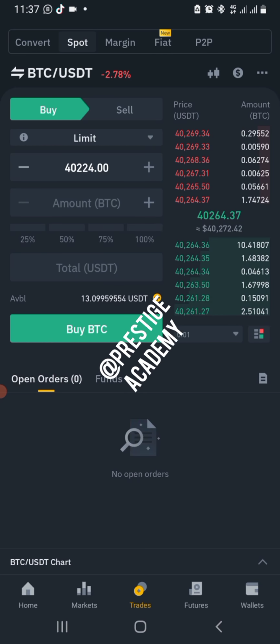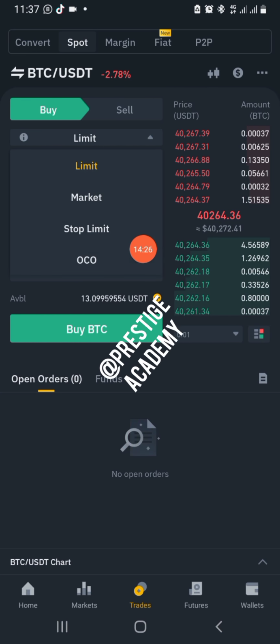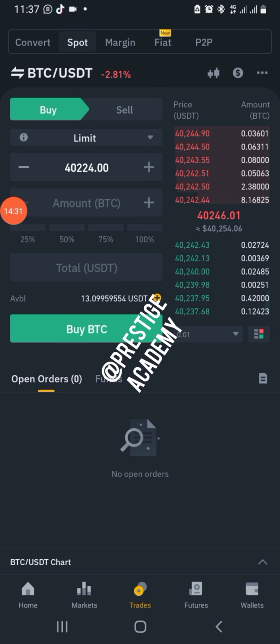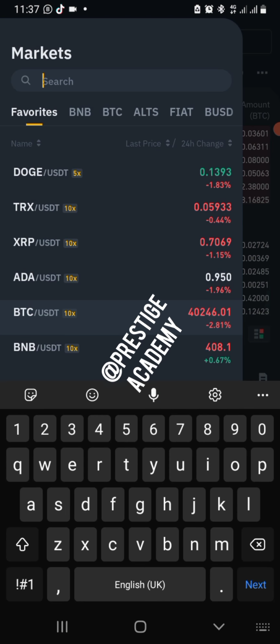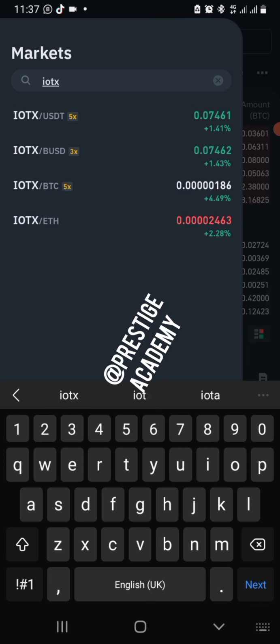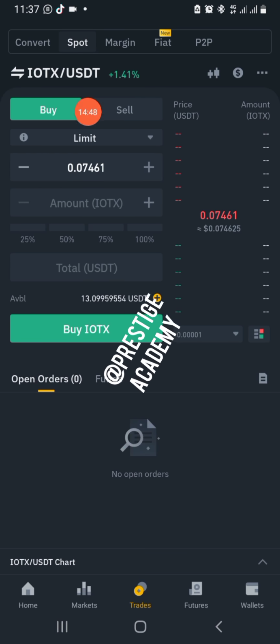Now like I said, we are making use of limit and market orders alone. That's one of the most popular ones everybody uses to trade. Now we want to buy BTC. I don't want to buy BTC because the coin is too volatile and it normally misbehaves. Let's say I want to buy IOTX. That's just my favorite. Don't blame me for using it. Now don't forget how this coin pair works. IOTX/USDT. It's more like you're having USDT and you want to buy IOTX. That's just how it is.